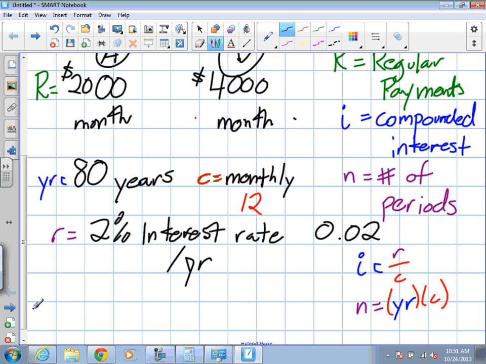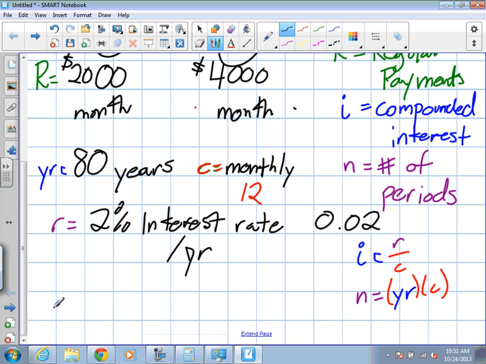So we have to figure out each of these things. We're solving for present value. Our regular payments are $2,000 a month. We take 1, subtract 1, plus.